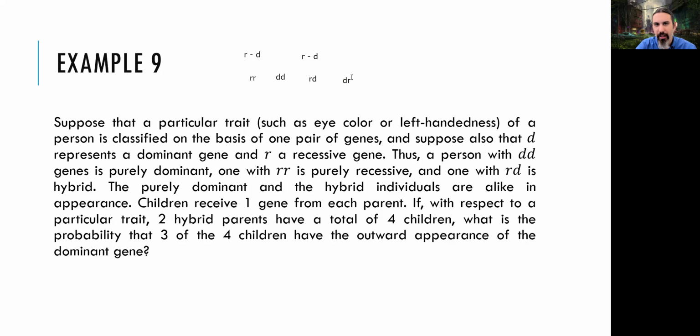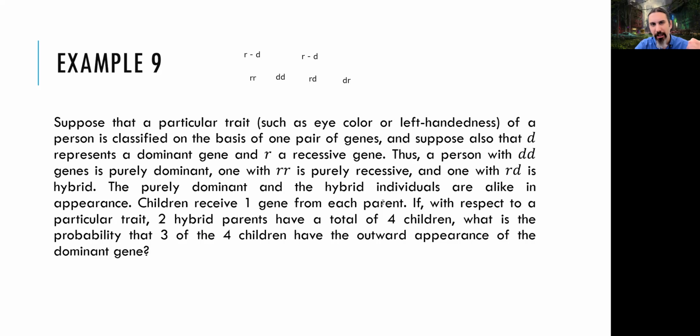From here we can see that it says we want the outward appearance of the dominant gene. And it also says that hybrid individuals are alike in appearance with the dominant ones. So these three over here, DD, RD, and DR, are what we are looking for. Now, this has a probability of 3 over 4, which is 0.75. This is my success rate. This is my p-value now. My success rate is 0.75, 3 over 4.